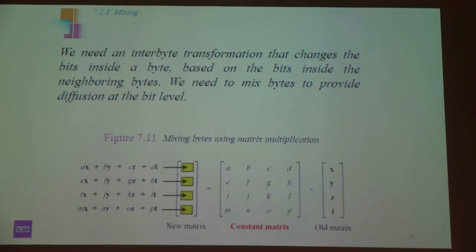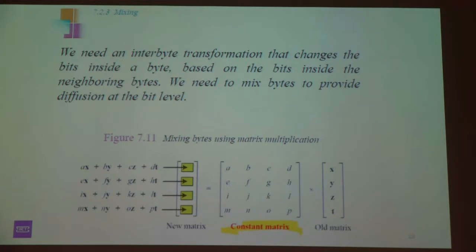So we need an inter-byte transformation that changes the bits inside the byte based on the bits inside the neighboring bytes. We need to mix bytes to provide diffusion at the bit level. So we start doing mixing now. We start with byte substitution, then row shifting, now we do mixing. So how do we mix? With a determined matrix that we multiply. So we have a constant matrix.